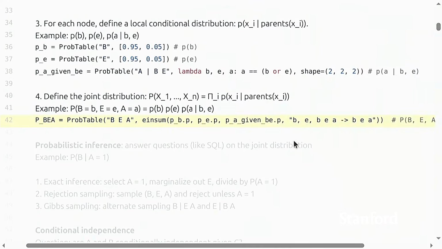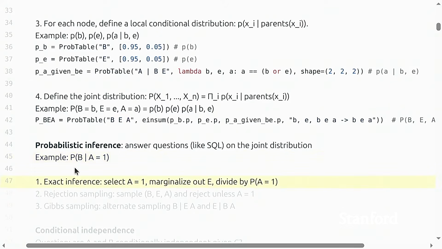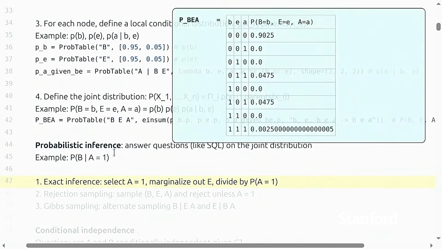So now, then we start talking about probabilistic inference. So once you have a database, what do you do with it? You query it, and that is the task of probabilistic inference. So you might ask questions such as, what is the probability of a burglary given that the alarm went off? And we worked on this. We tried 3 different algorithms. We did exact inference, where we directly worked with this probability table.